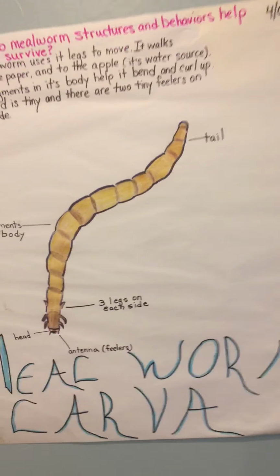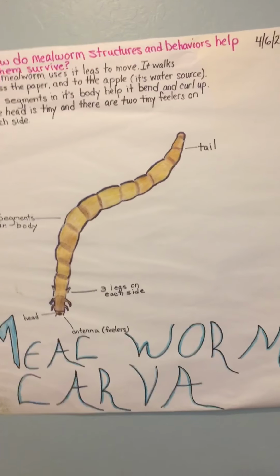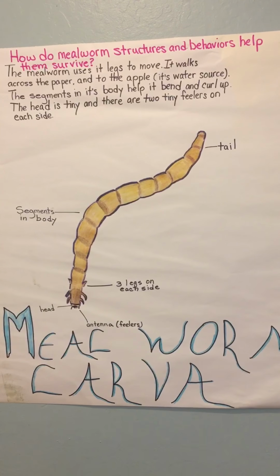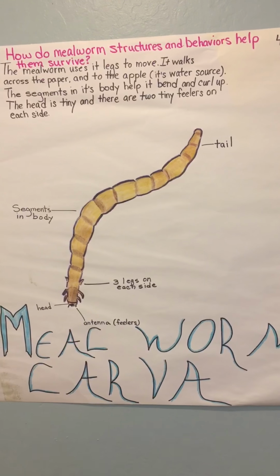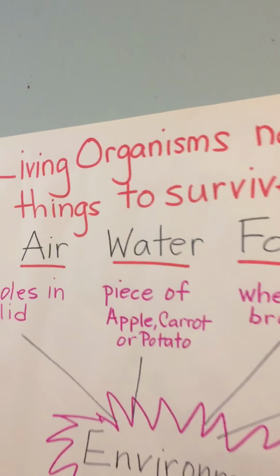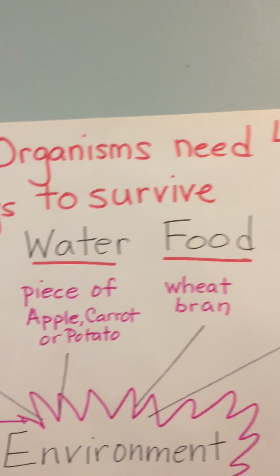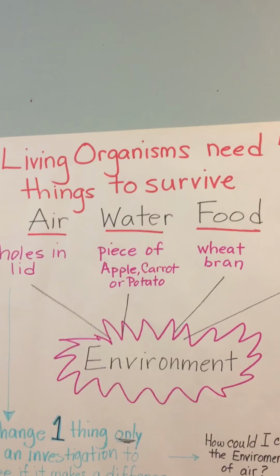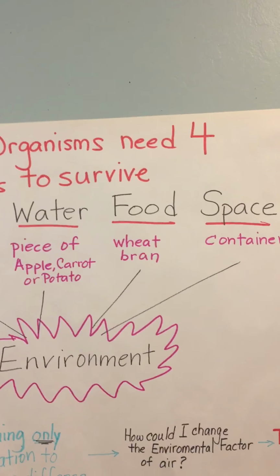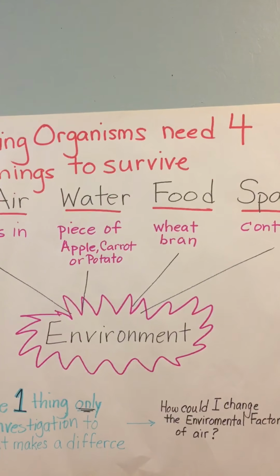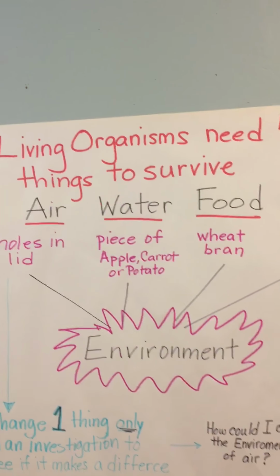Now, we've observed the mealworm today on April 6th, and we're going to conduct an investigation and watch the mealworm over the next couple of weeks. So first of all, as a reminder from your science, living organisms need 4 things to survive. They need air, water, food, and space. And all of those things, air, water, food, and space, make up the environment.